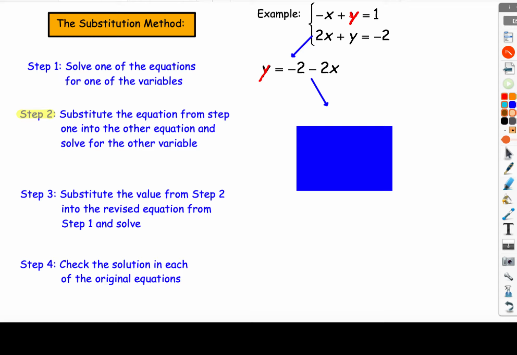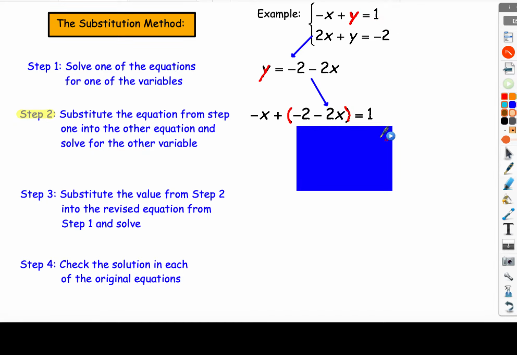Again, if we're going to find the point where both equations are true, then those have to be the same y values from the second equation and the first equation, the same number, they're equal to each other. So we're going to take that negative 2 minus 2x, and we're going to insert it. Notice that's that top equation, negative x plus y. Well, y was equal to negative 2 minus 2x. And now we're still equal to 1, right, from that first equation.